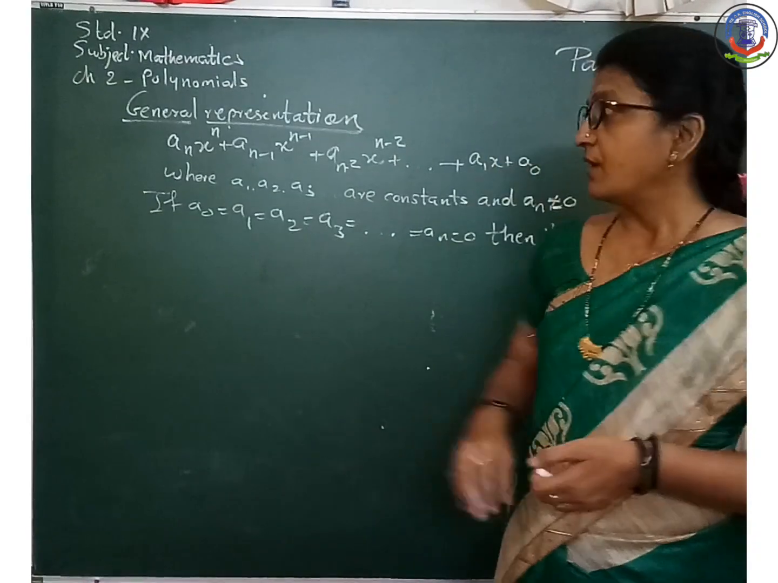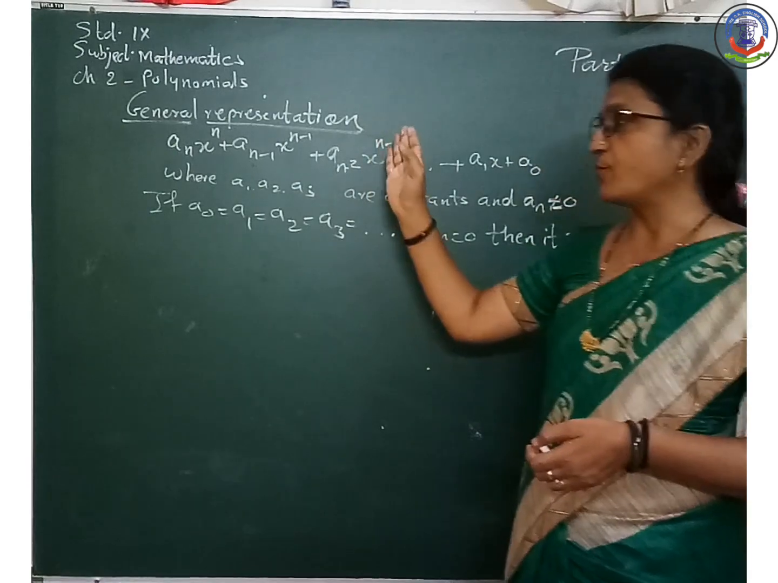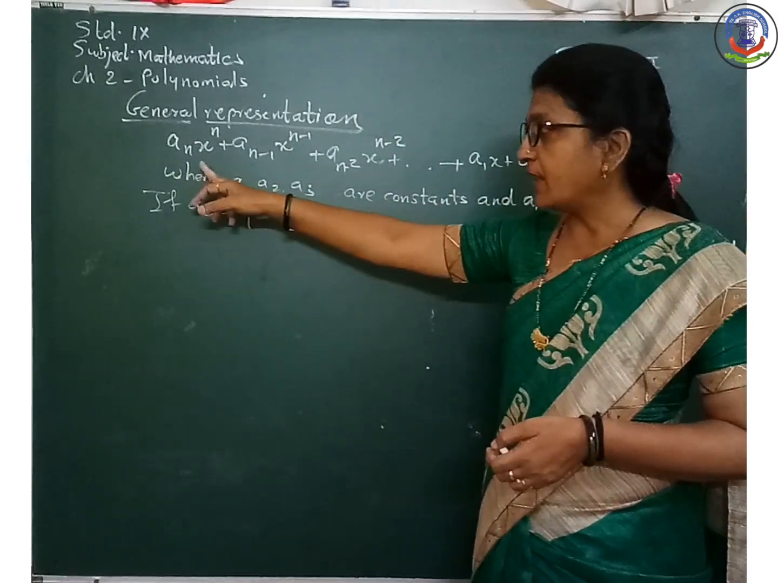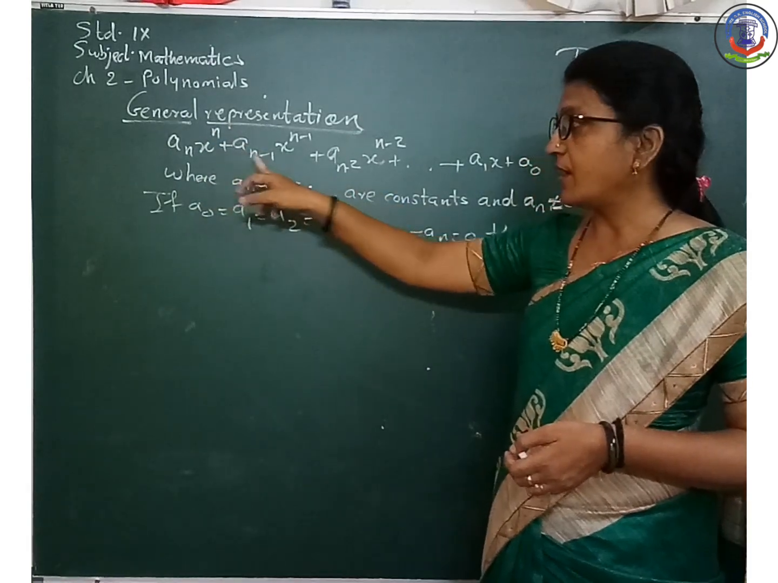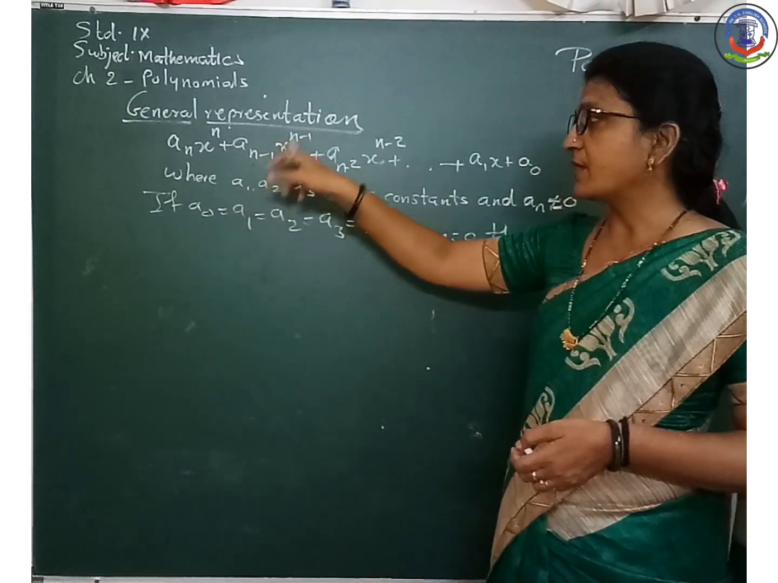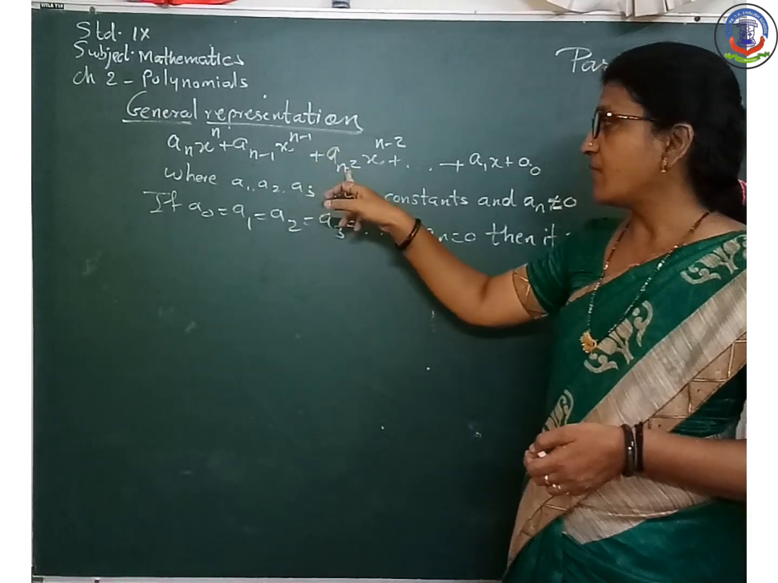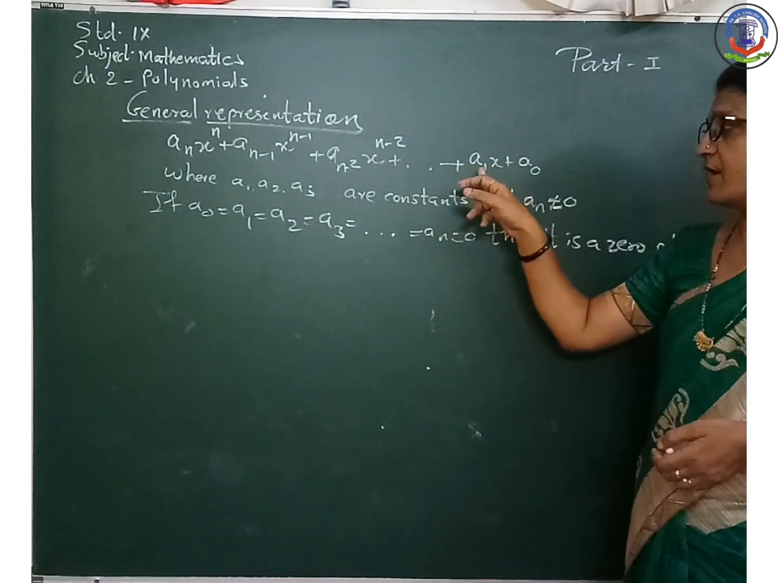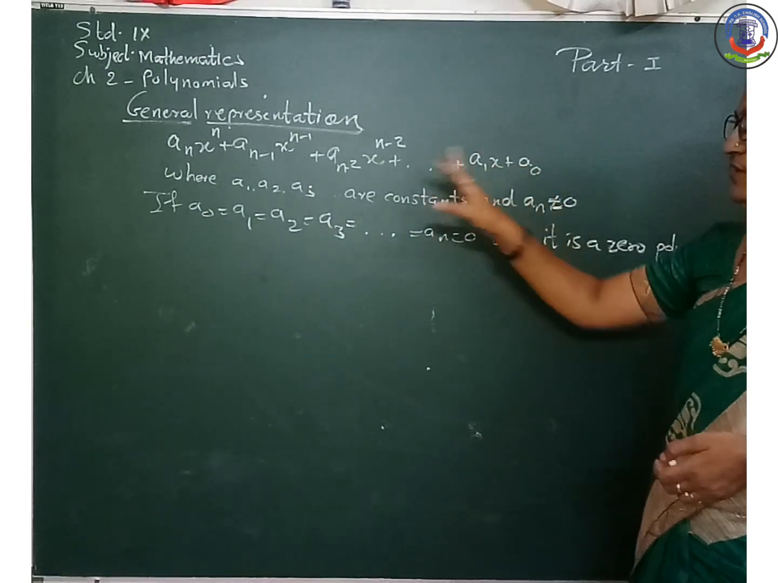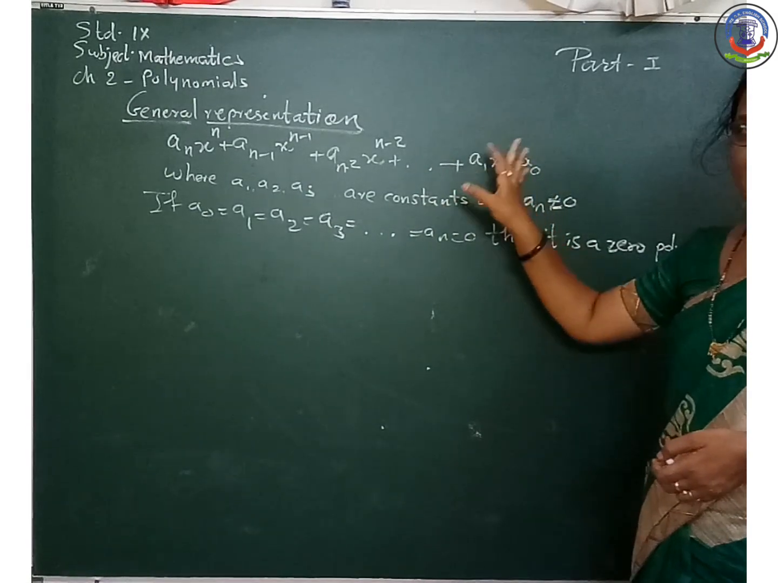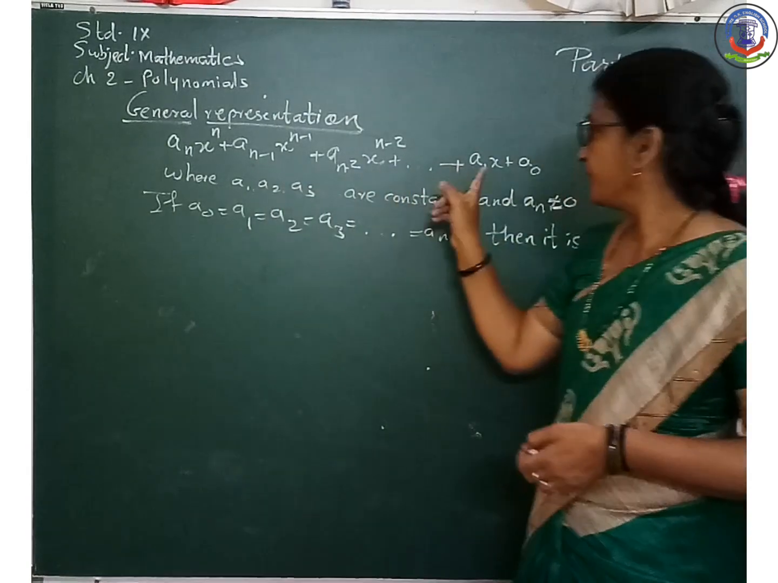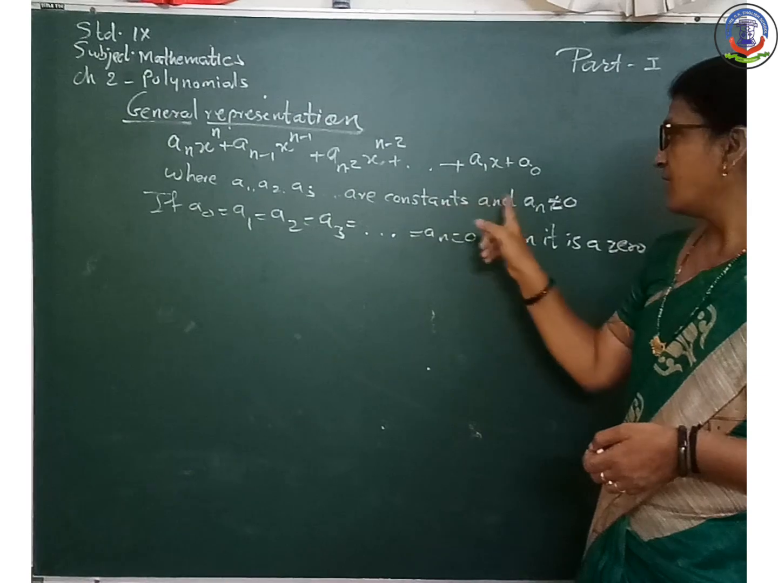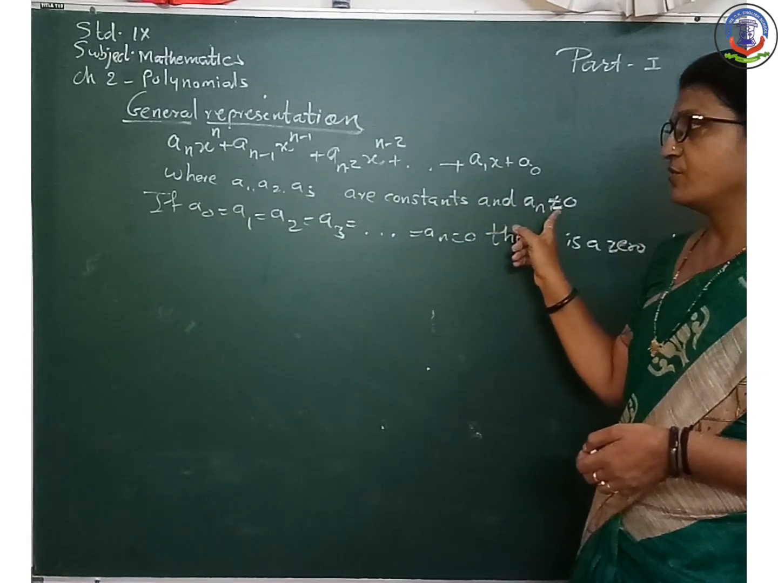Now the general representation of a polynomial, that is, how to represent a polynomial. It is a n x raised to n, plus a n minus 1 x raised to n minus 1, plus a n minus 2 x raised to n minus 2, and so on. In the last step we write a1x plus a0. This is the general formula of a polynomial, where a0, a1, a2, a3 up to an are constants and an is not equal to 0.